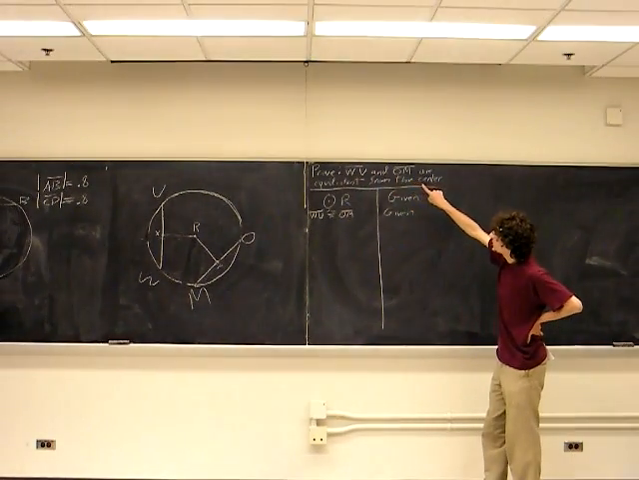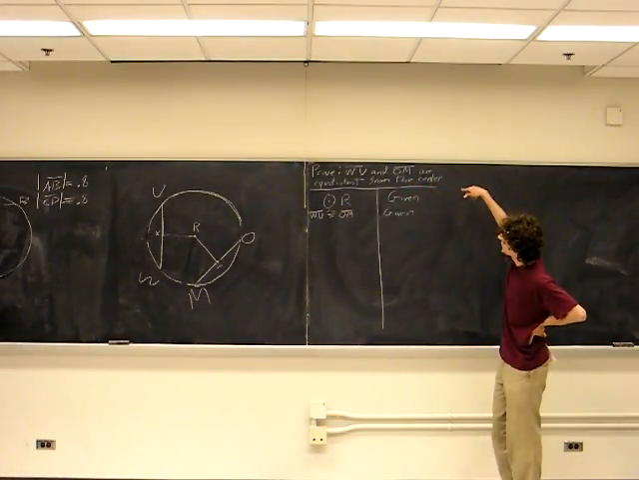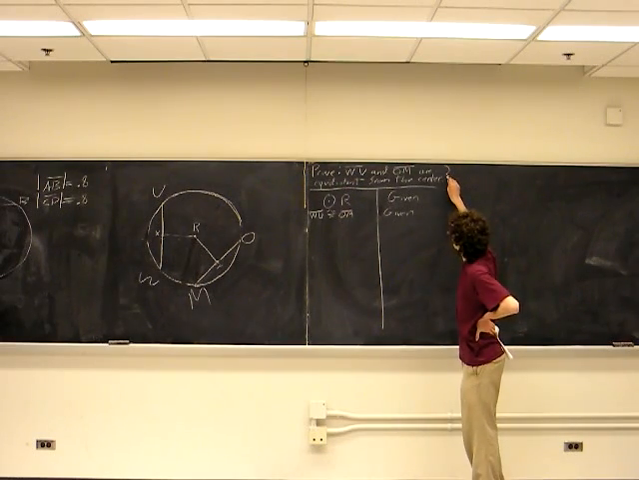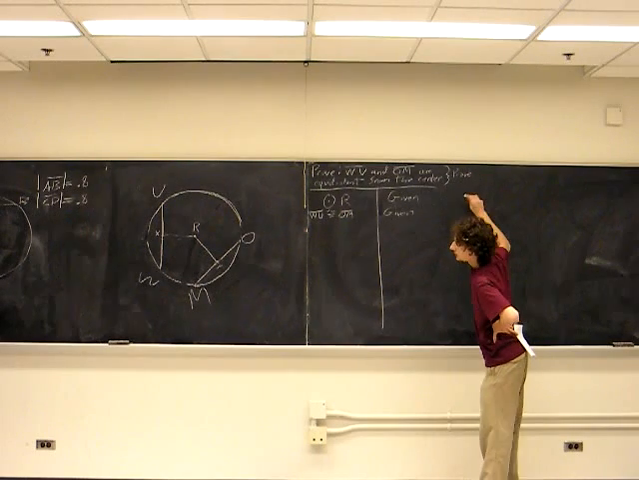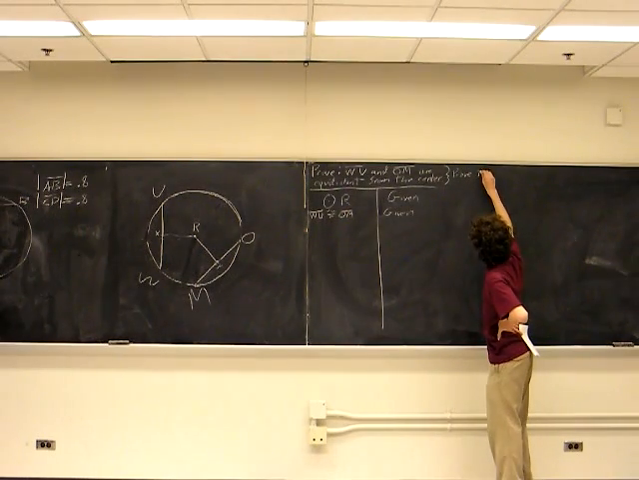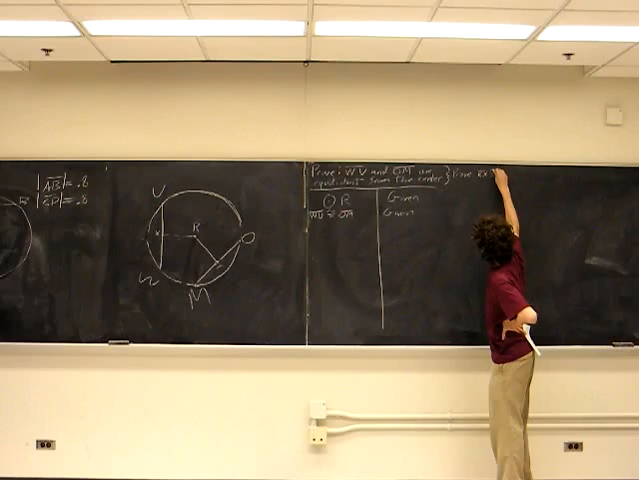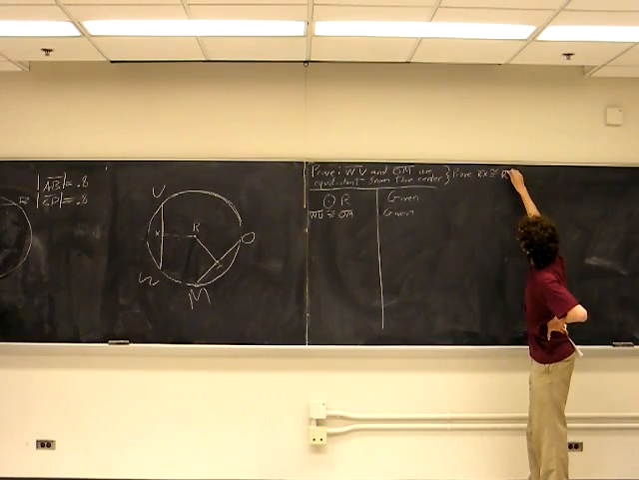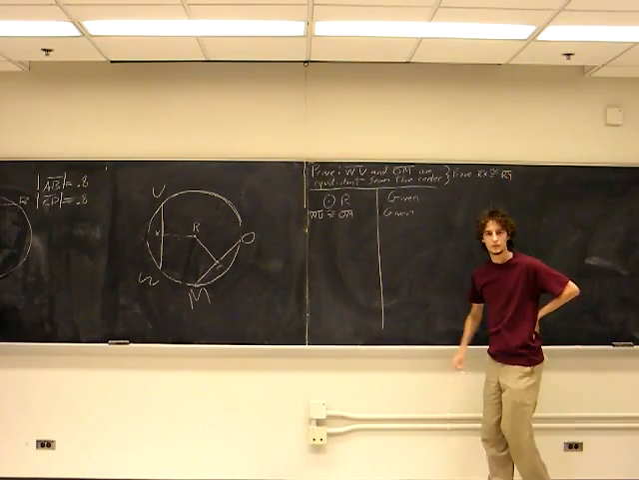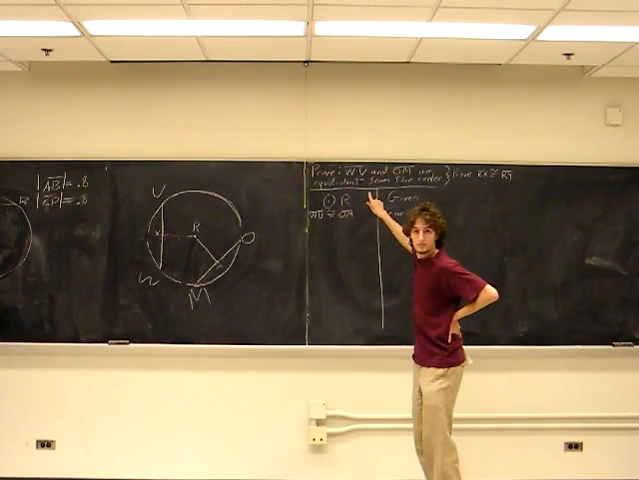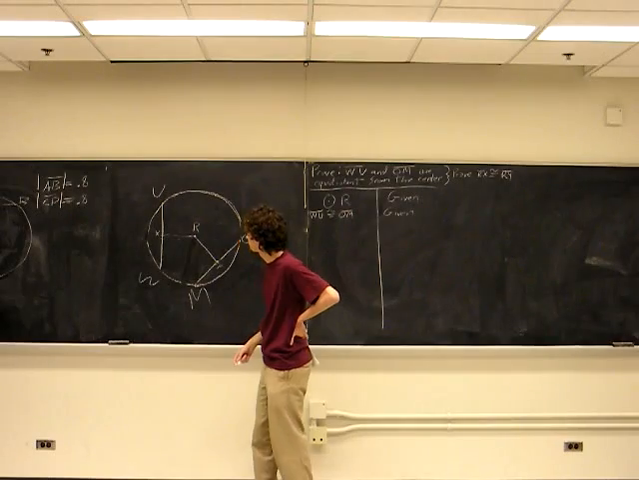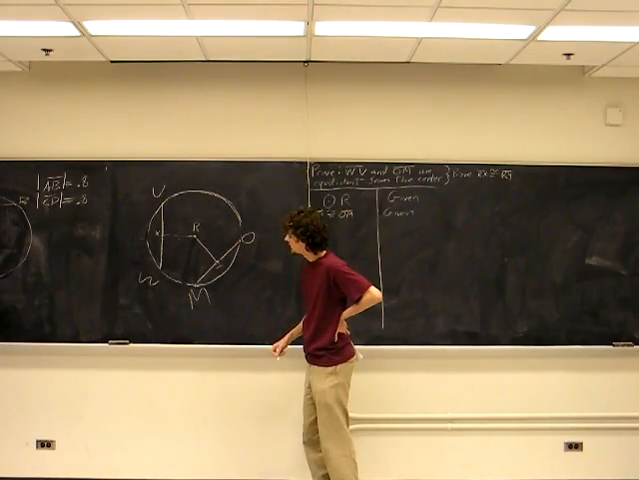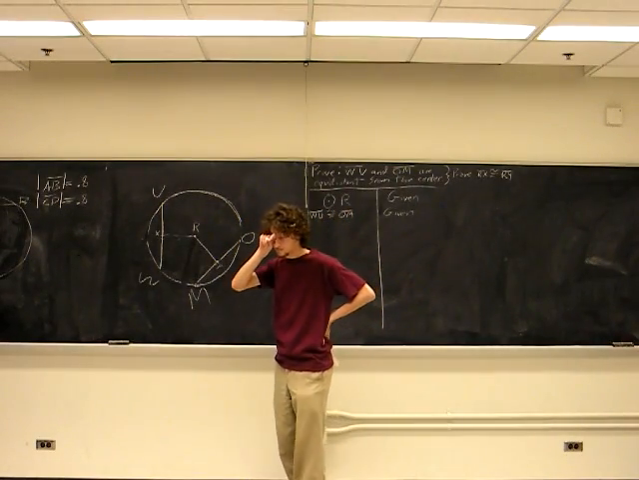So what we have up here to prove, WU and OM, we can restate this as saying prove RX is congruent to RY. It's the same proof. It means the same thing. We're phrasing it slightly differently. So how do we do this?